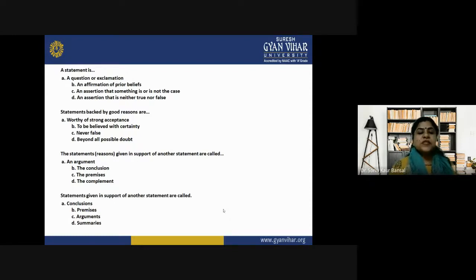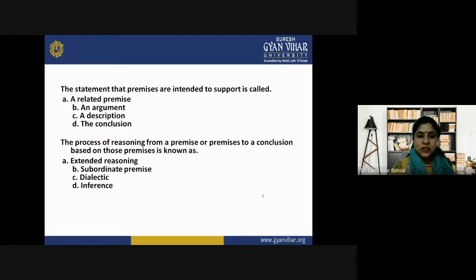So statements given in support of another statement, that is conclusions, premises, arguments, summaries. So this is called arguments. So this is all about today's class, and these are another two questions. The statement that premises are intended to support is called, and the process of reasoning from a premise or premises to a conclusion based on those premises is known as.